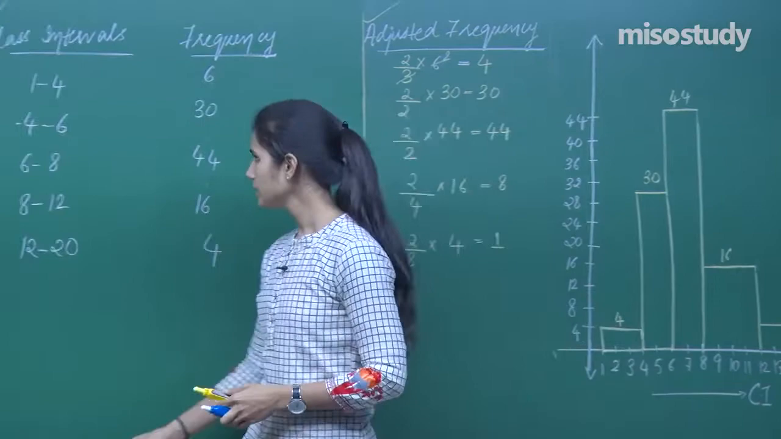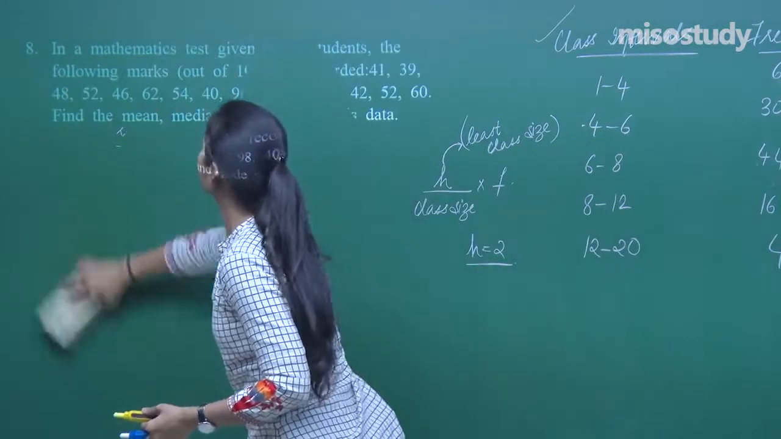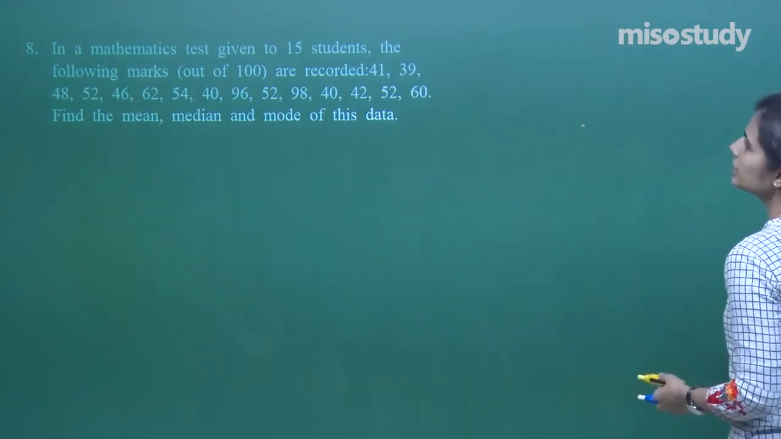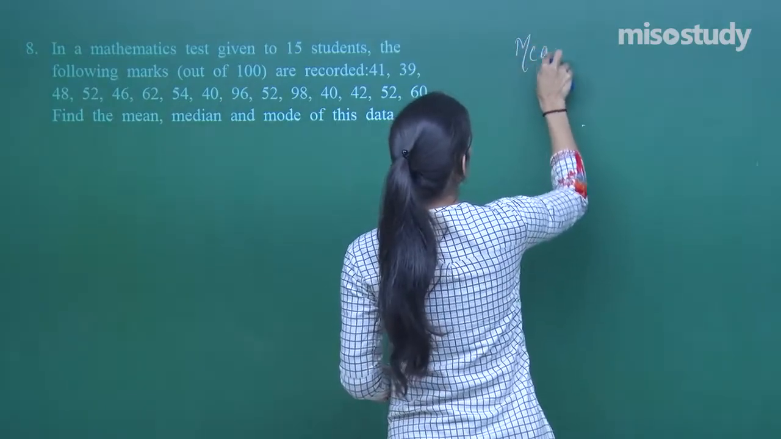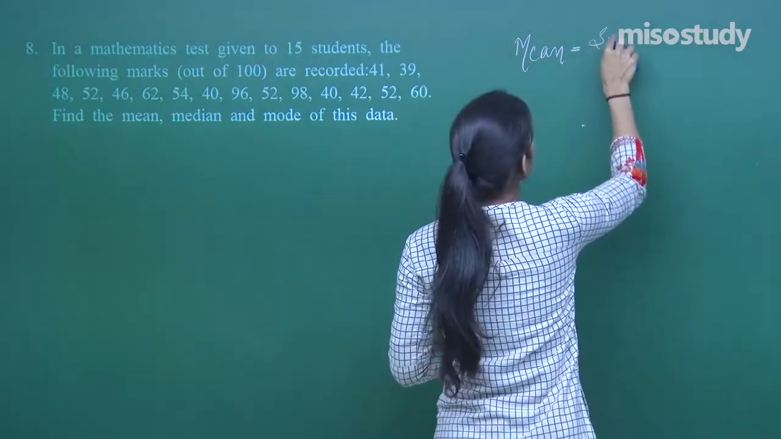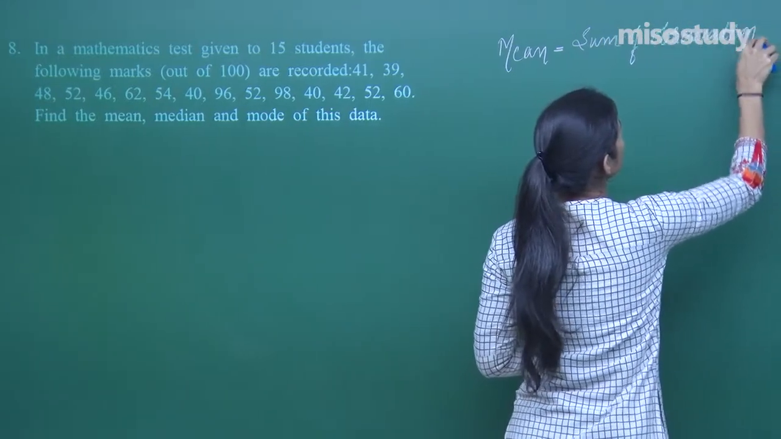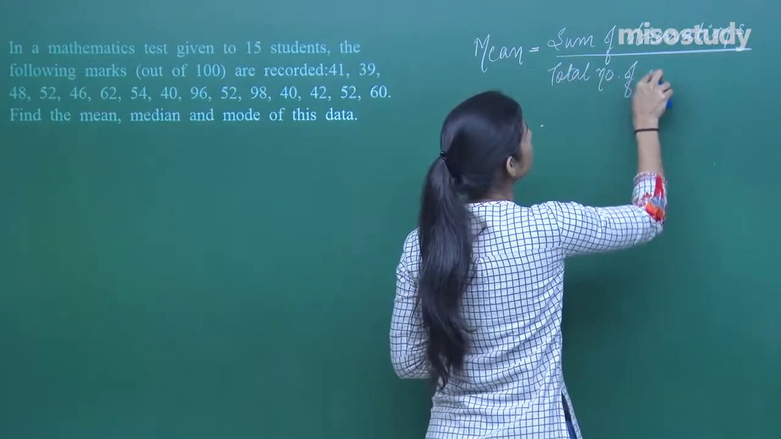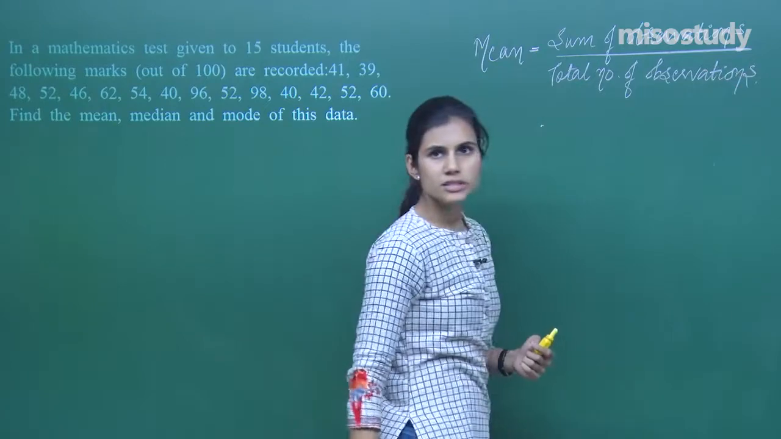Is it clear? Next question says, in a mathematics test, it's given to 15 students and the following marks out of 100 are obtained. These are the marks, find the mean, median and mode of this data. To get the mean, you are already given that the total number of these marks is 15. So you have sum of observations upon total number of observations.